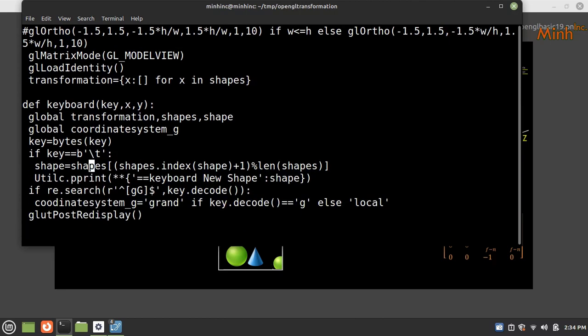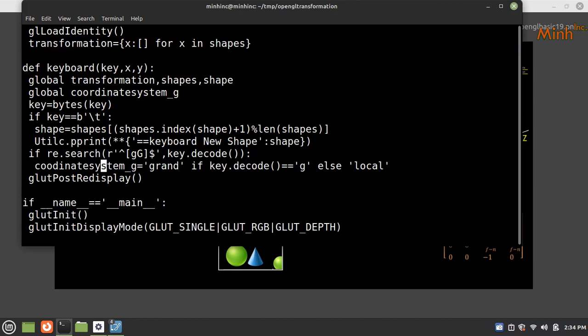So if you press, then shapes dot index shape whatever +1 and length of the shape. So that way it will keep moving. And we did the pprint. Okay, I think V is missing, that is highly important. Okay, so we'll put Mr. V.